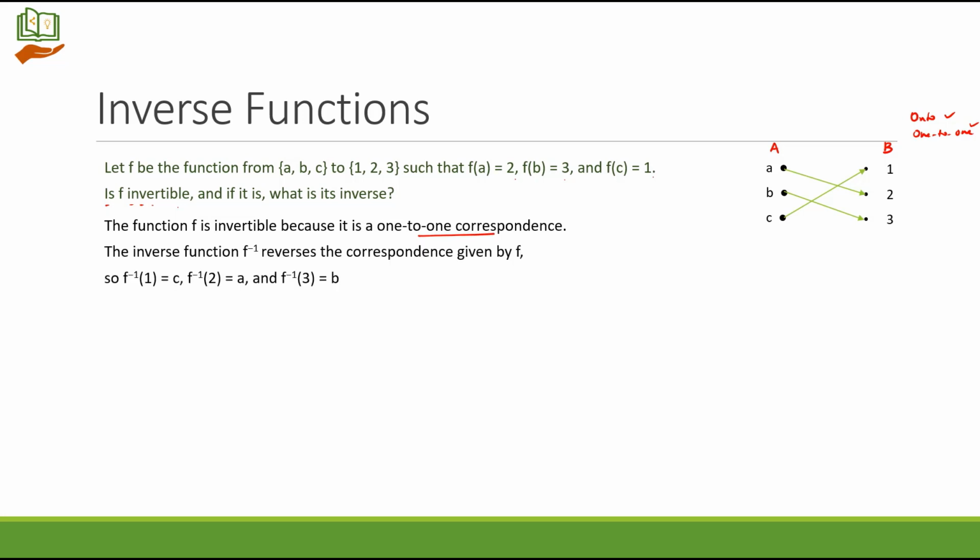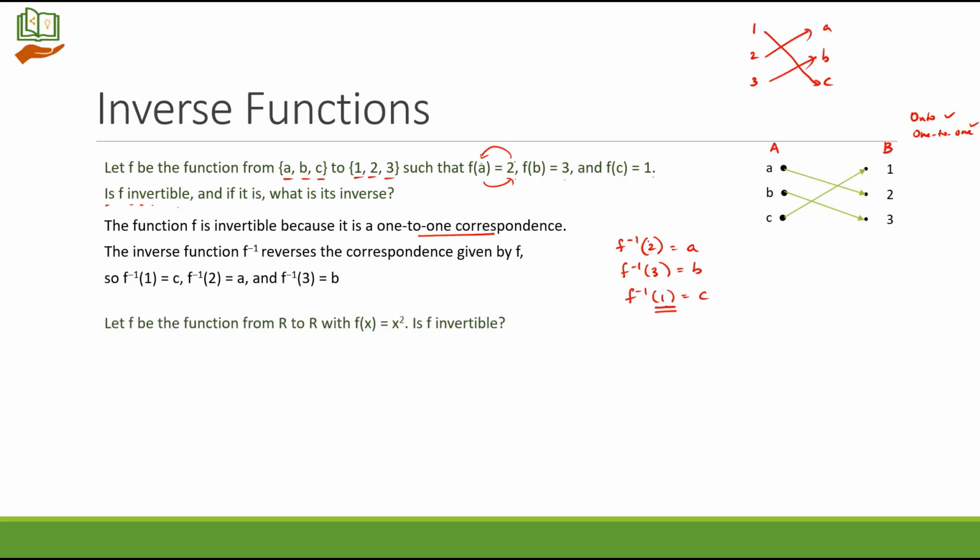The inverse of a function, f inverse, reverses the correspondence given by f. How should we reverse? So, let's have f inverse. This 2 will go inside and a will come outside. f inverse of 2 is equal to a. f inverse of 3 is equal to b. f inverse of 1 is equal to c. This is how we will be finding the inverse.